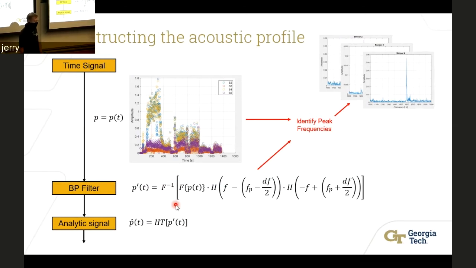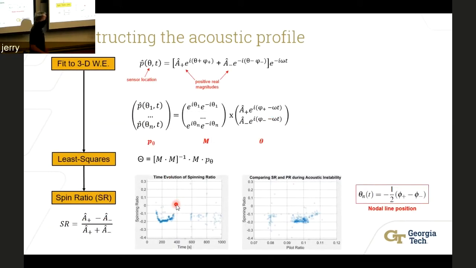And then we convert it to an analytical signal, which we do using the Hilbert transformation. This allows us to numerically solve our 3D wave equation. This is the fit to the 3D wave equation in a cylindrical geometry. Essentially you have coefficients, real-valued magnitudes, multiplied by exponential functions. There is an azimuthal position for the sensor, that's our theta, which changes depending on which sensor we're using. And then there's a phi, which is the phase of our wave equation.